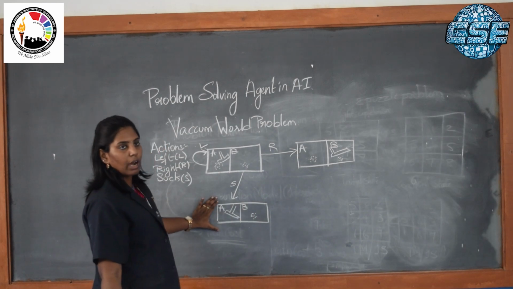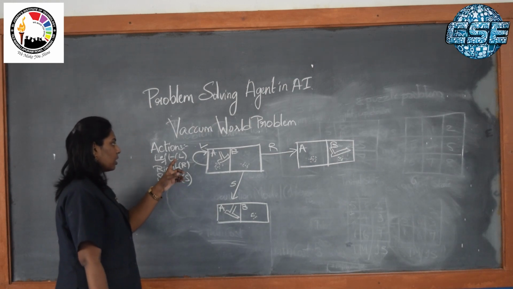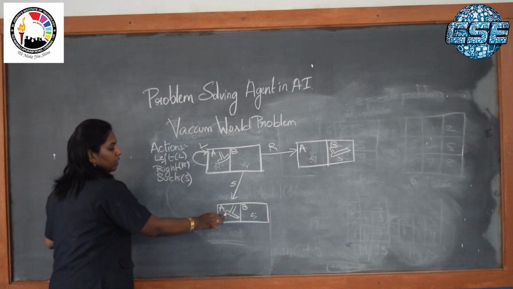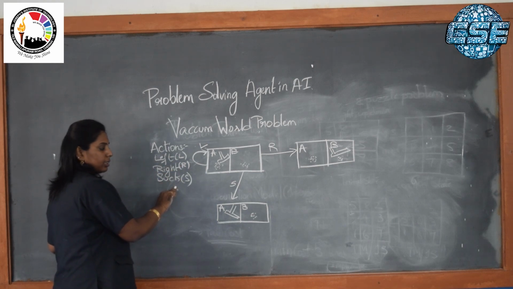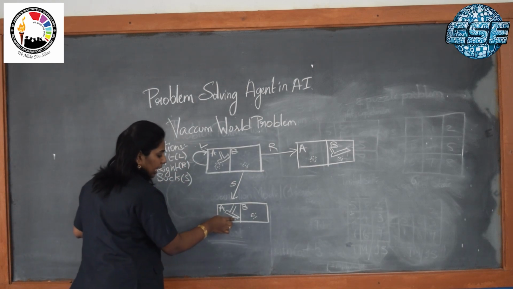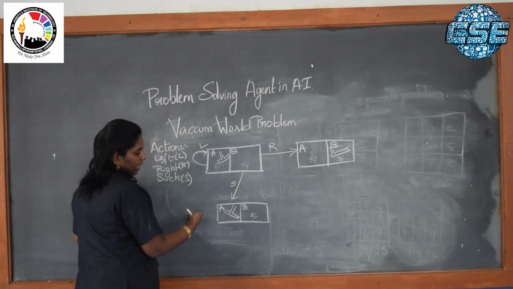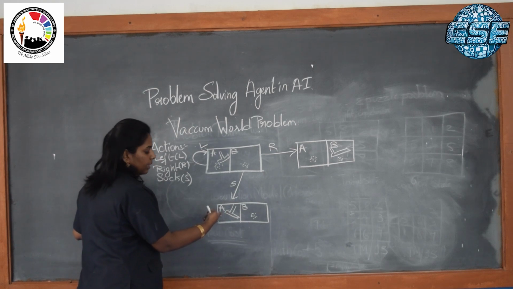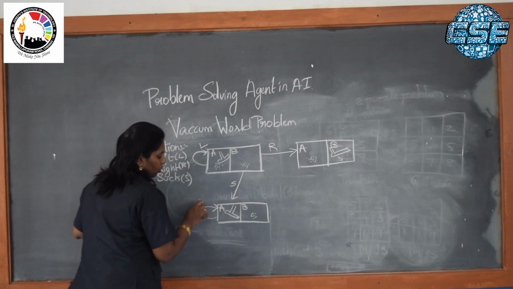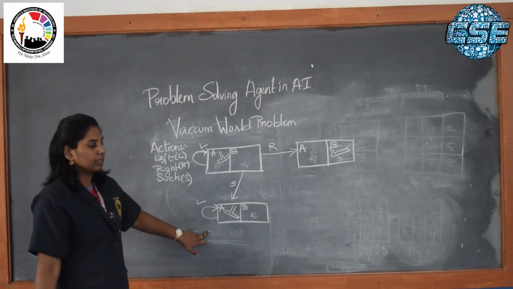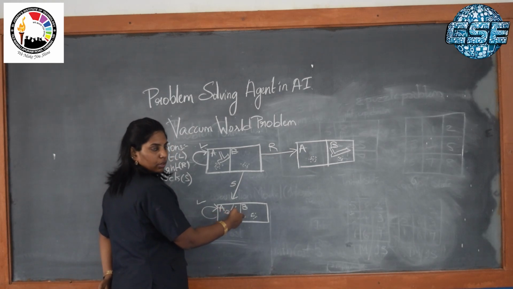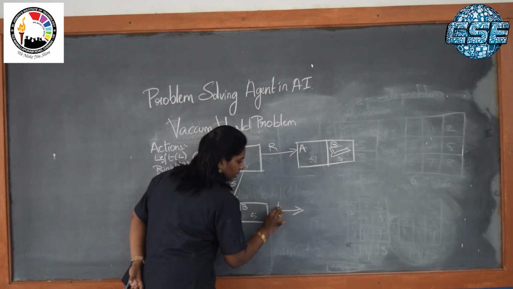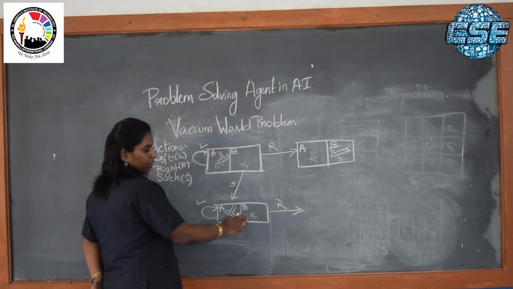Again we need to apply the actions. Three actions. What are the actions? I can move the vacuum left, move the vacuum right, or suck the dirt. Here we can't move the vacuum to the left because it is already inside A, so I am creating a loop here. And now we can move the vacuum to the right. So I am moving the vacuum to the right here.